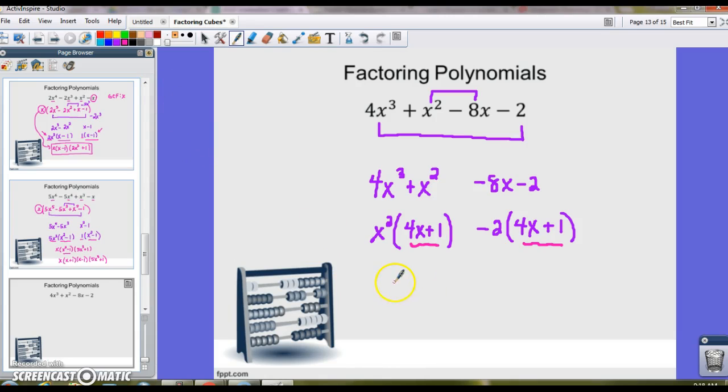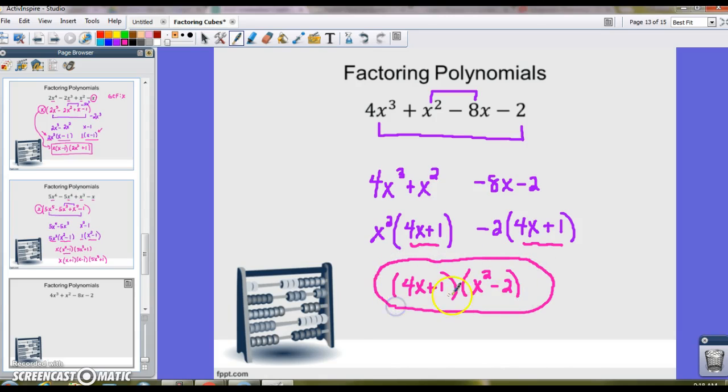So now all I'm going to do is wrap this up. So I have my 4x plus 1. And then my other two factors go in my other parentheses. And that's my final answer. There's nothing else to factor there.